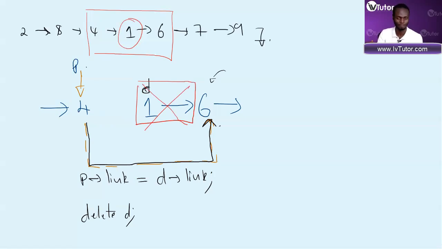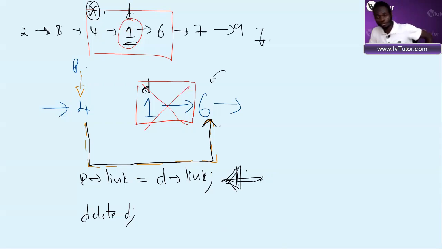4 continues to 6. The main thing I want you to see is that if you want to delete a node, there has to be a pointer sitting on the preceding node. If you want to delete this node here, 1, we need a pointer sitting here so that we can perform this link. If we don't have a pointer sitting here, it means we cannot delete this node. Or we can just do it, but it breaks your list.